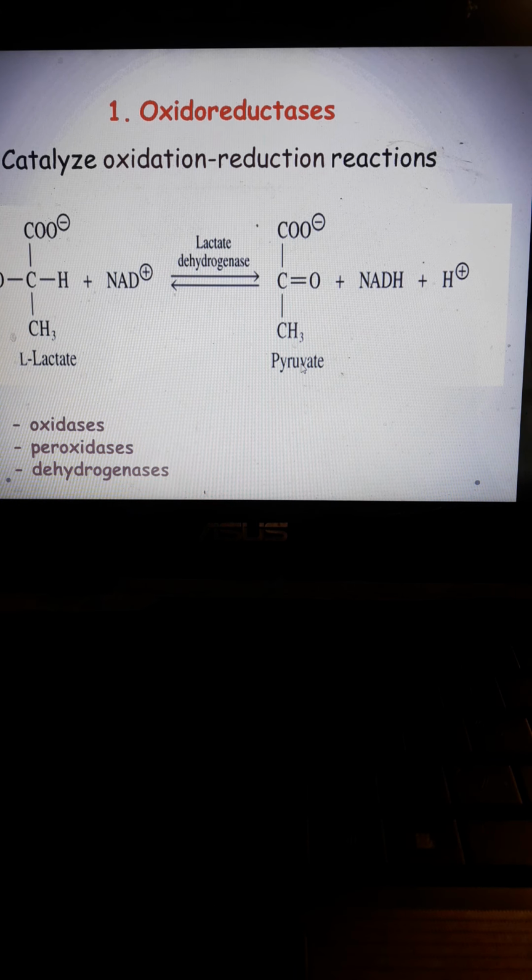There is removal of hydrogen, and at the same time an addition of oxygen, since it now has a double bond, plus NADH. What is NAD? Nicotinamide adenine dinucleotide. That is the reducing agent being used, plus the hydrogen atom that was removed. Two hydrogens were removed. So, oxidase, peroxidase, dehydrogenase.